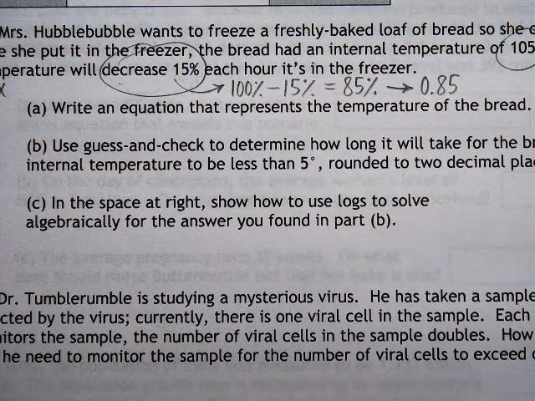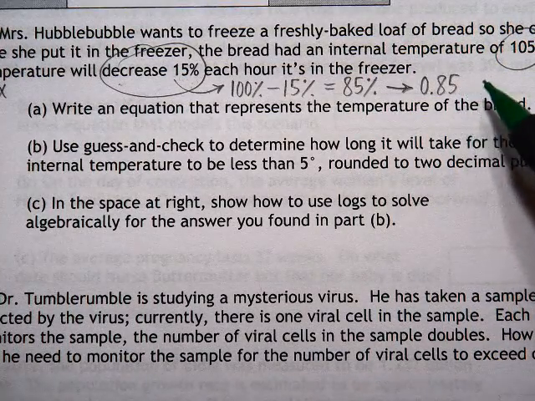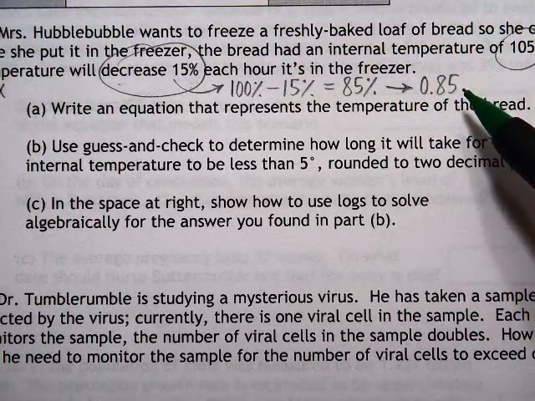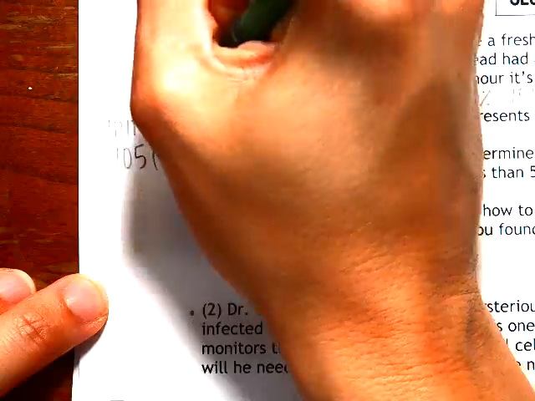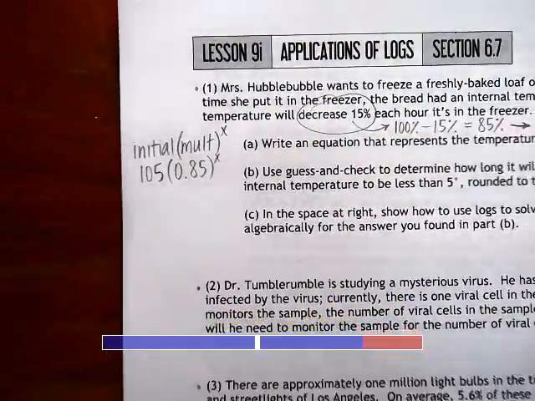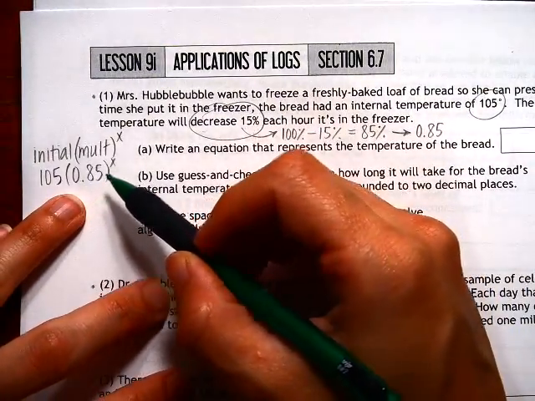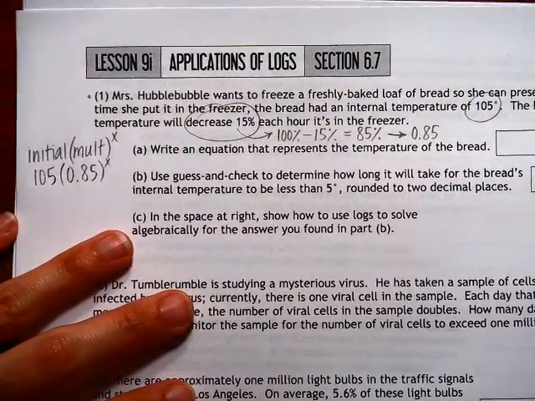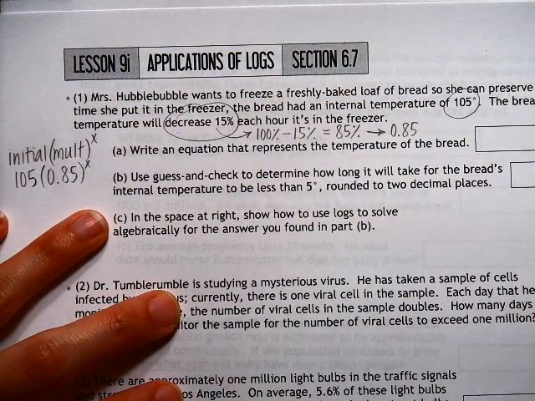Again, you can go back to the previous lesson and revise your thinking if for some reason you forgot where that information comes from. But we know now that 0.85 must be the multiplier. If I think about the context of this question, then I can put together that 105 times 0.85 to the power of x must be the equation that represents the temperature of the bread every hour.